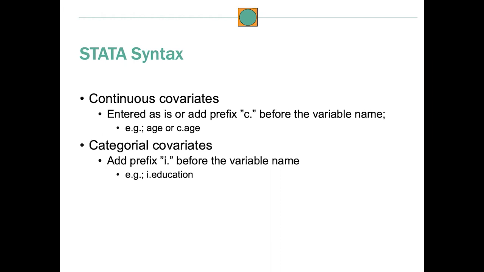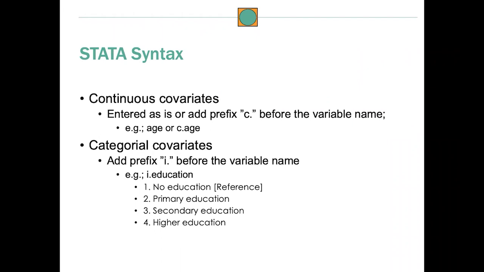So Stata will compare each level to the reference level, which is the lowest level. Assuming we have these levels in our education variable, no education has a value of 1, and it's the reference level, and every other level will be compared to no education. So primary education will be compared to no education, secondary education will be compared to no education, and higher education will be compared to no education.